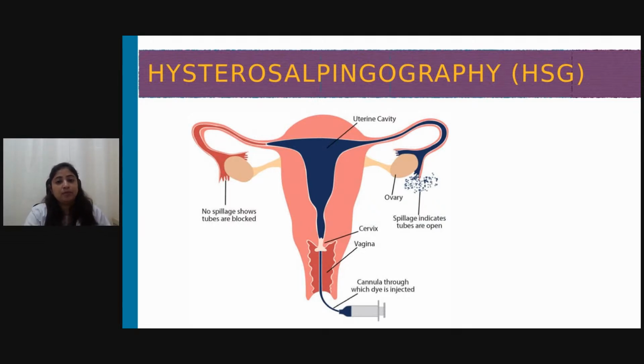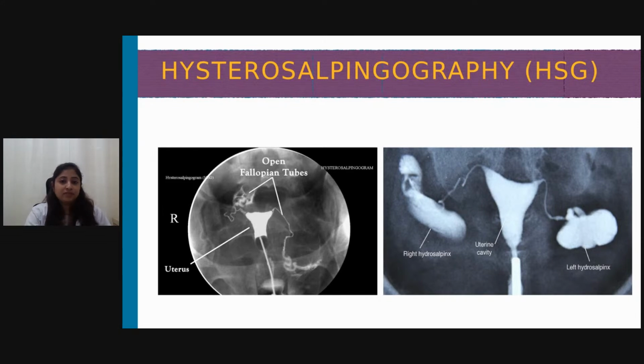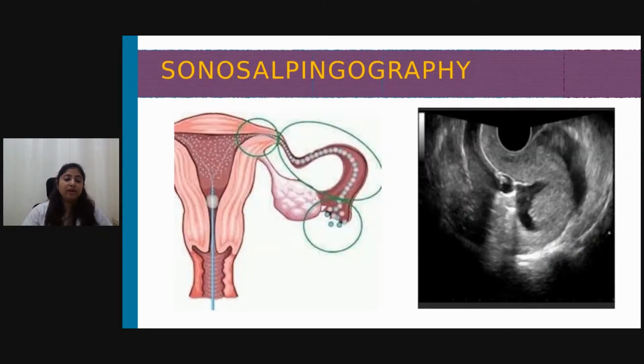So this gives an idea about the tubes. Here we can see the dye has entered the uterus and has gone to both sides of the tube, so it gives us an idea that both tubes are open. In this one you can see the dye has gone both sides, but there is accumulation of the dye. That means both side tubes are a little swollen, so they are not very healthy. That's why the dye has accumulated at that place in the tube and has not been able to come out. So this gives us an idea about how the tubes are, whether they are open or not.